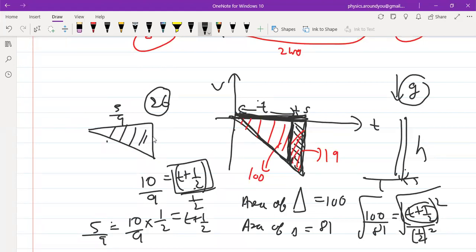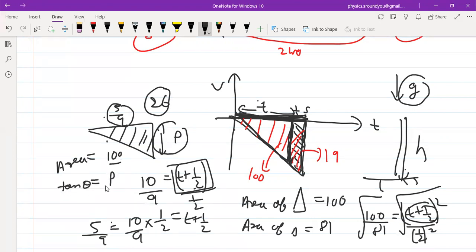The area of the triangle is 100. Can you find the height of the tower, the perpendicular? Area is 100, half into base into height. Half into 5 by 9 into P equals 100. From there you find out the value of P. Then use tan theta equals P by 5 by 9.